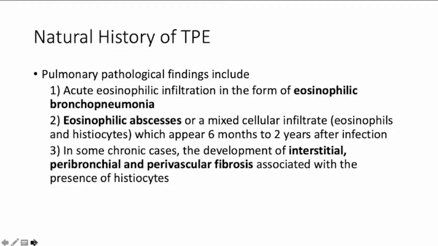So in terms of the natural history, when you look at the pulmonary pathology, the findings include acute eosinophilic infiltration in the form of eosinophilic bronchopneumonia.